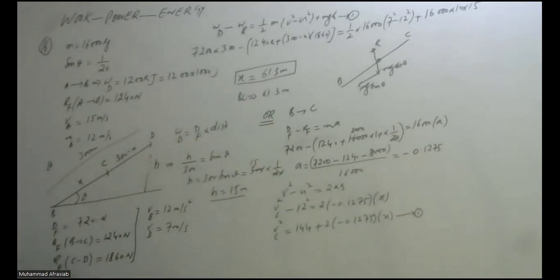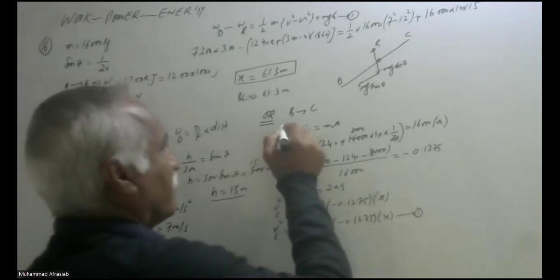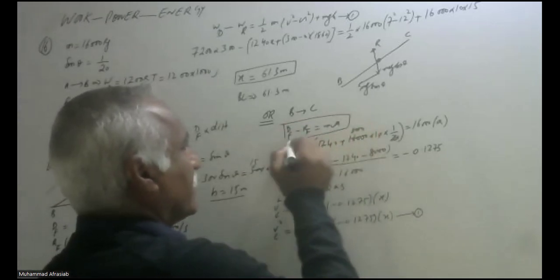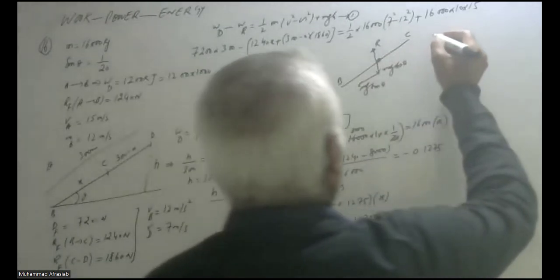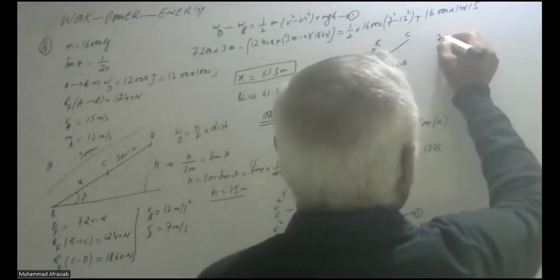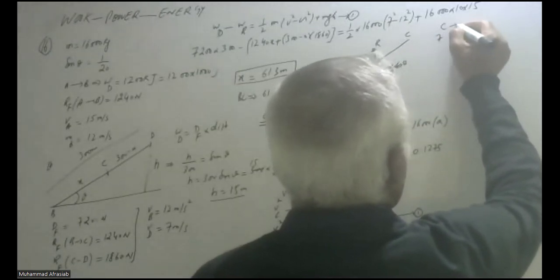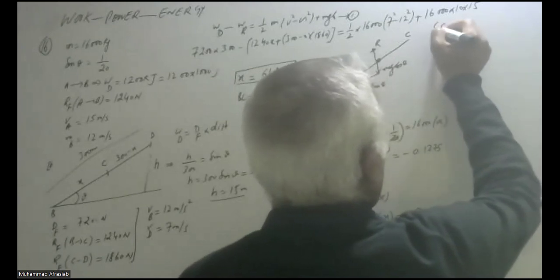Now we will calculate again from C to D. We know that the velocity at D position is 7 meters per second. So we can have the same calculation here. First, the driving force minus resistive force is equal to net force ma for this portion. So first we will calculate the acceleration in this part from C to D. We know that driving force is 7200 from C to D.